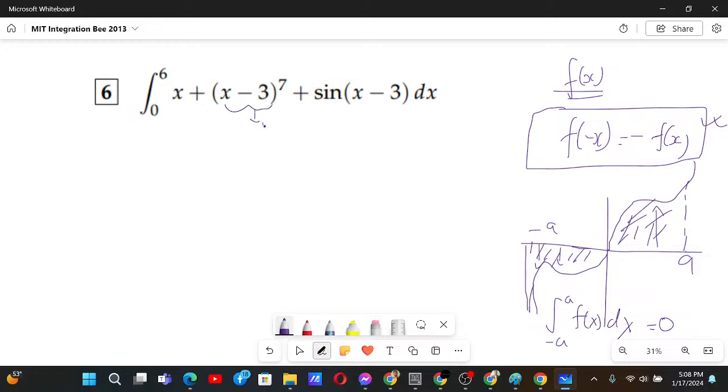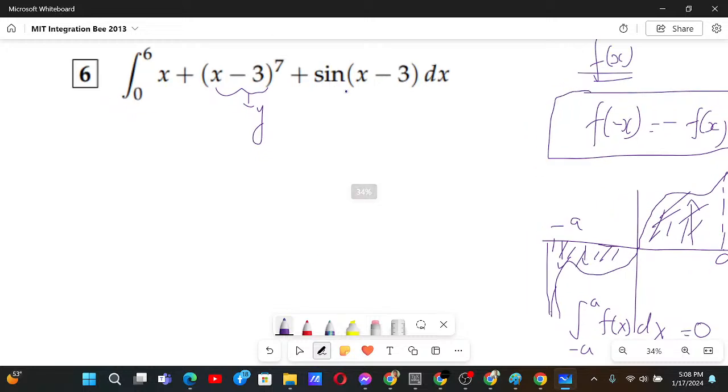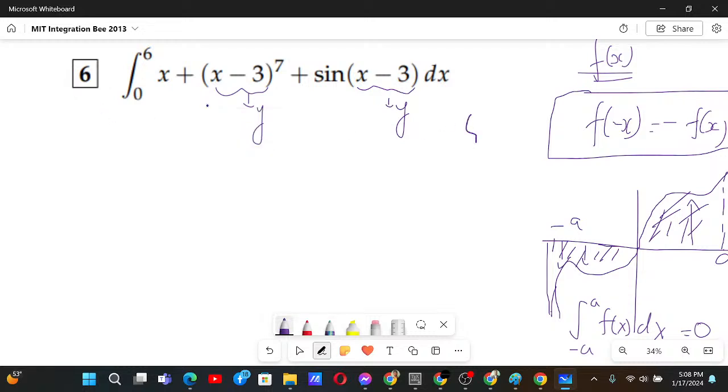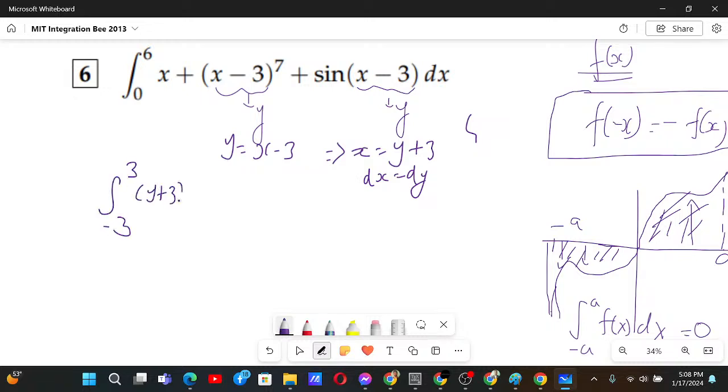First of all, let us put this as y, and this also as y. Let me try to increase my pencil size. Okay, fine. Now if you put this as y, y equals x minus 3, which implies x equals y plus 3 and dx equals dy. Now since y is x minus 3, the limits will be from minus 3 to 3. x will be y plus 3, plus x minus 3 is y, plus this is sin y, and dx will be dy.